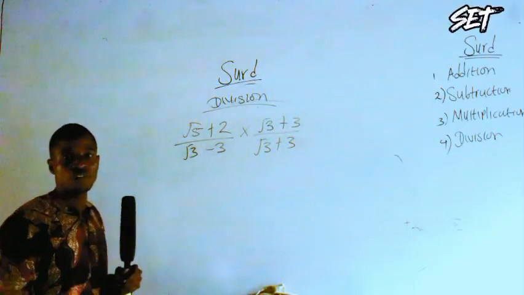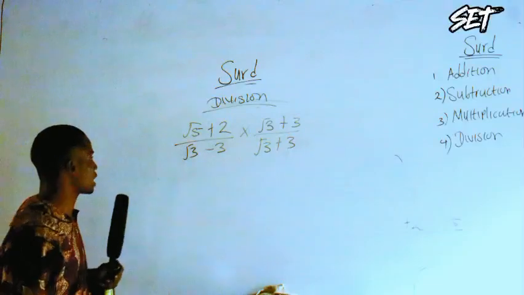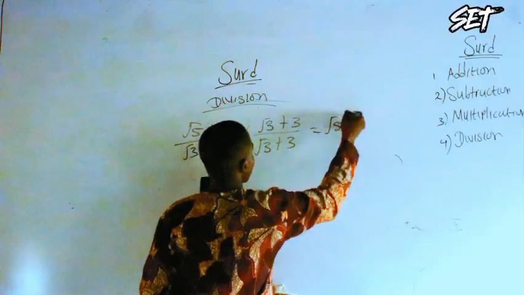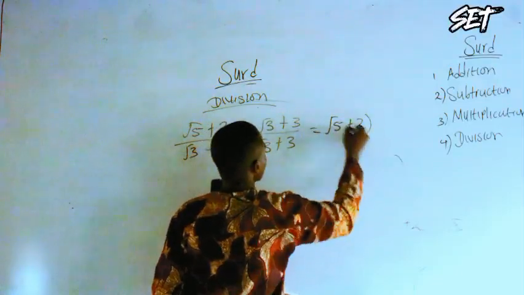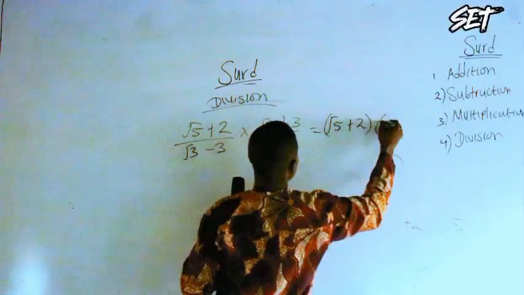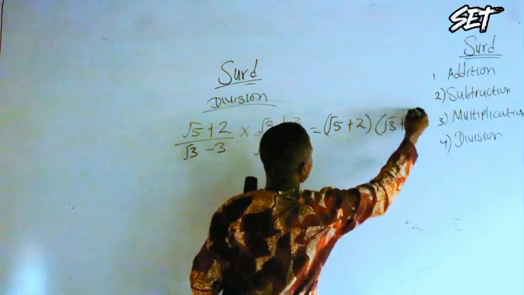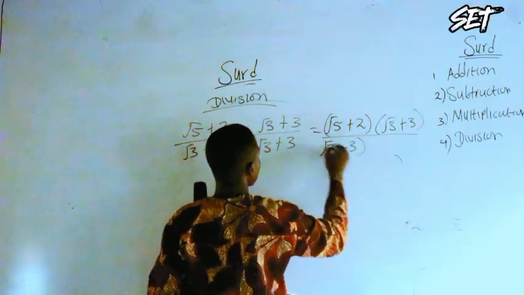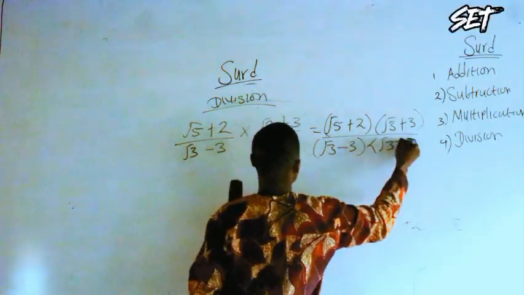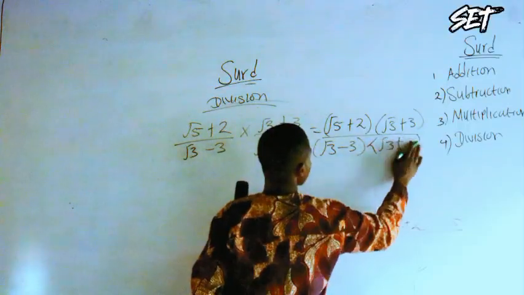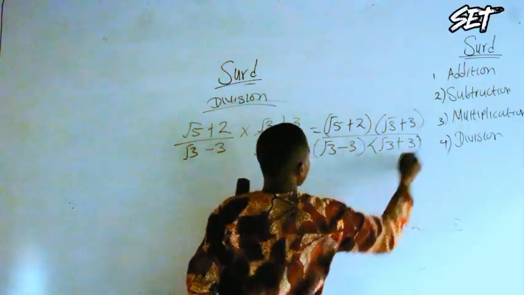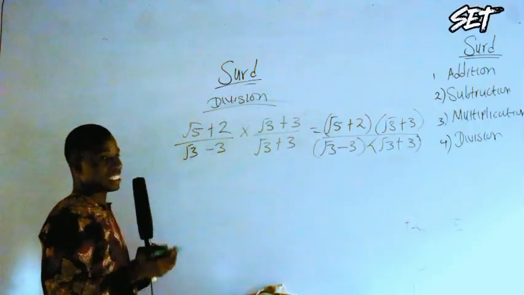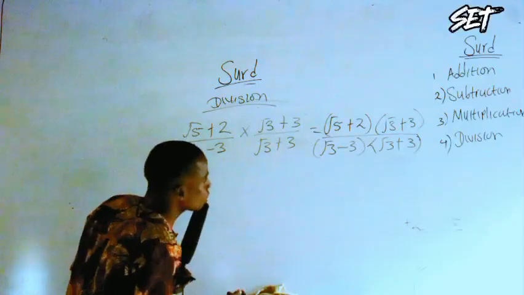Now, when you are solving this one, it is very, very important to understand. Now, this one will now be what? Root 5 plus 2. You close the bracket with this one. Root 3 plus 3, all over root 3 minus 3. Bracket root 3 plus what? 2, 3. Now, what next? It is very important to understand little things in all this one.